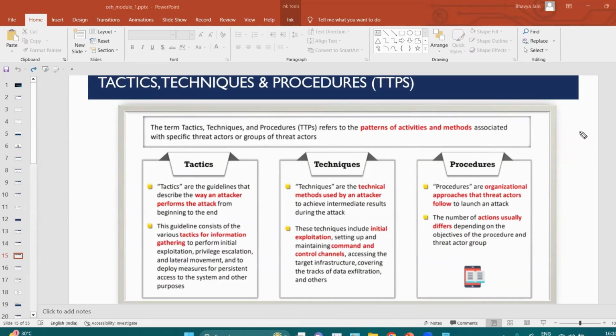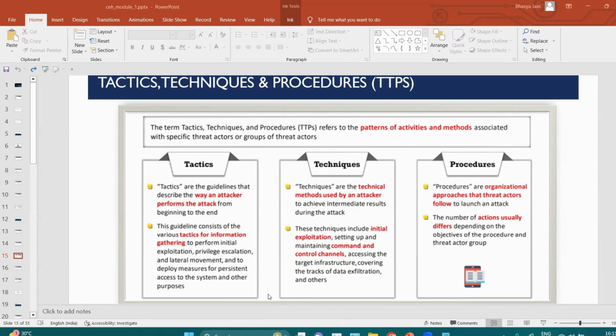Then we have techniques. Techniques is what kind of technique the attacker mainly uses. For example, maybe the attacker applies a website attack, or a malware attack, or some particular kind of malware. So that is a technique, what kind of method that particular attacker is using. That is known as techniques.